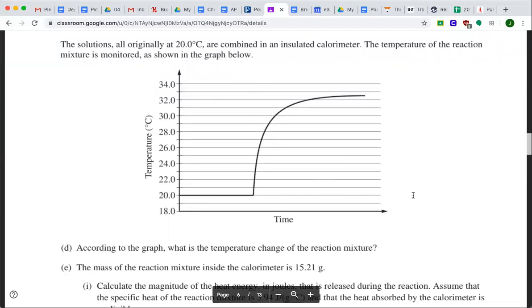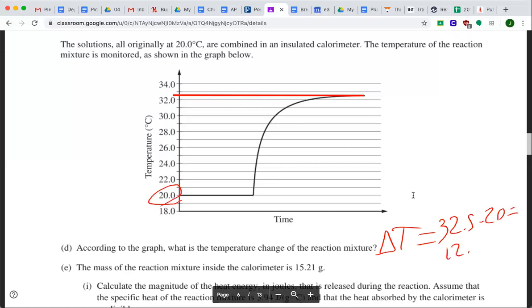All right, so we start at 20 degrees Celsius, and we wind up all the way over here at roughly 32.5 degrees Celsius. And so our delta T, our temperature change, equals 32.5, that's our final temperature, minus 20. Those are in degrees Celsius, of course, but I'm running out of real estate here. That equals 12.5 degrees Celsius. That's our delta T.